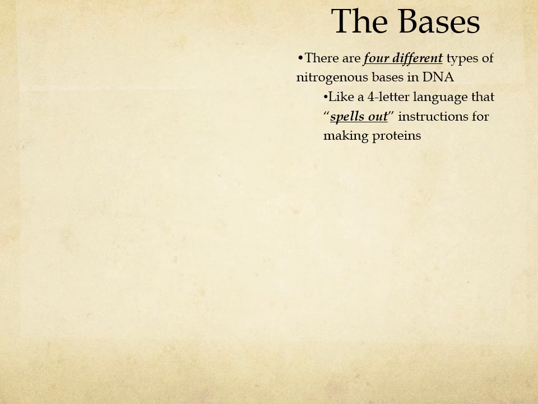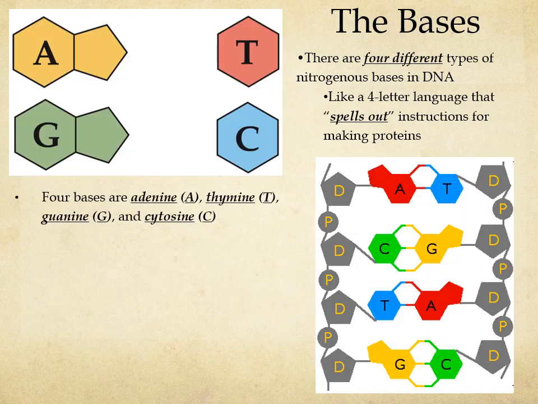There are 4 types of bases that give the instructions in DNA. In the same way the English language uses 26 letters to make a huge number of combinations for different words, DNA only has 4 letters in its language, but those letters spell out our recipe book. The 4 bases are adenine, thymine, guanine, and cytosine, abbreviated A, T, G, and C.